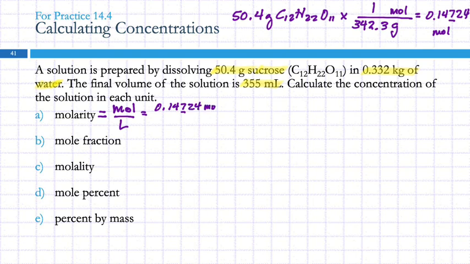0.14724 moles. And then we want to divide by the volume of the solution in liters. We're given the volume in milliliters. So 355 milliliters. A fast way to convert to liters is, instead of writing the prefix milli, let's write what it means, which is times 10 to the minus 3. So I've got the 0.14724 divided by 355 EE minus 3.